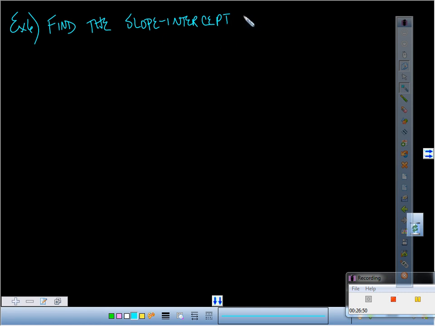Don't worry. Slope intercept form of, I heard that. Help! Help!